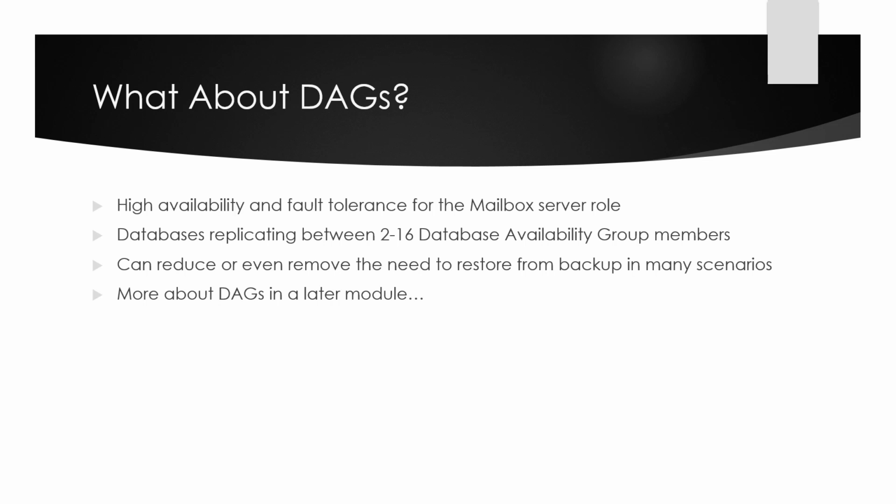If you had a failure of a single database copy, then in theory, one of your other DAG members has a healthy copy of the database that it can come online and continue serving mailbox data to your users. Now we're going to look at DAGs a lot more in a later module on high availability. Just keep in mind that for now, these backup and recovery scenarios mostly relate to single server situations, but it is useful information to know and understand for DAGs as well. Now hopefully that's given you some idea of how the Exchange database engine works, in particular how it relates to backup and recovery.